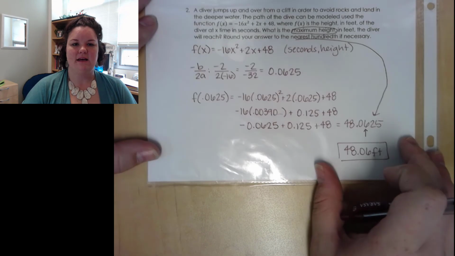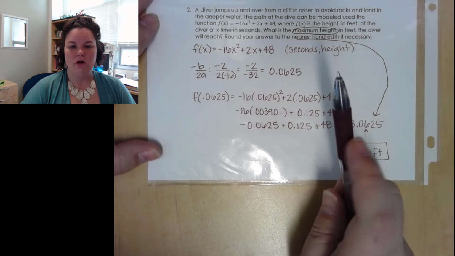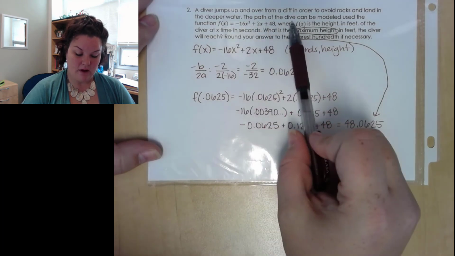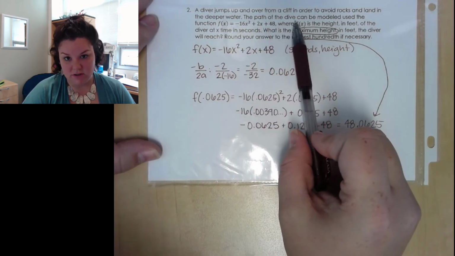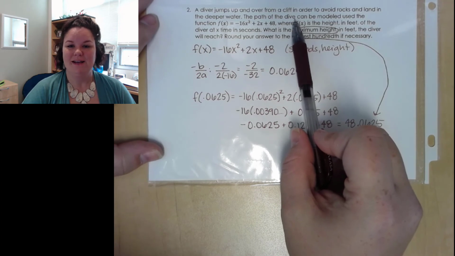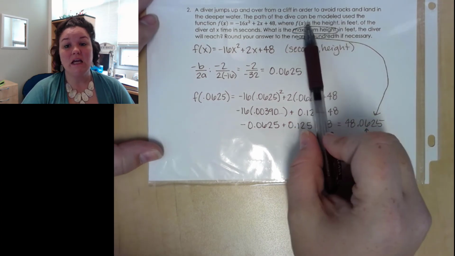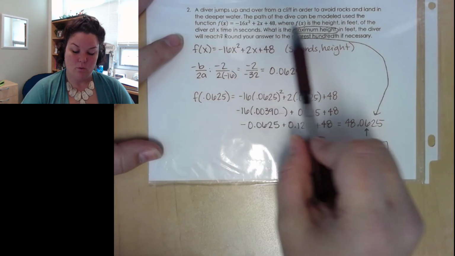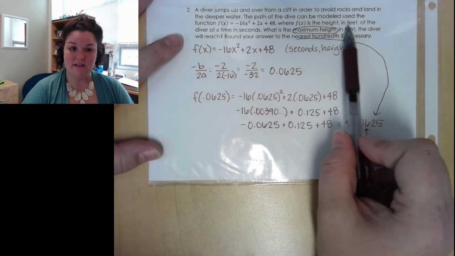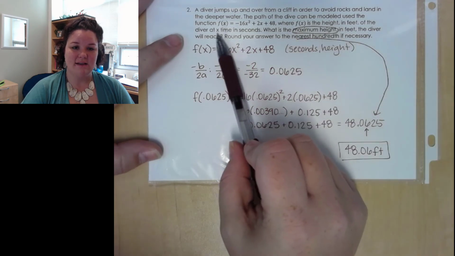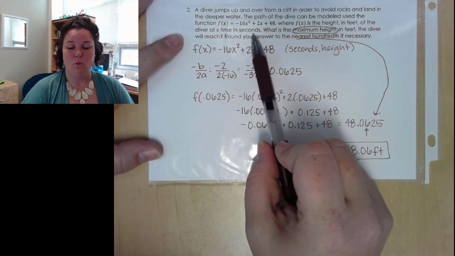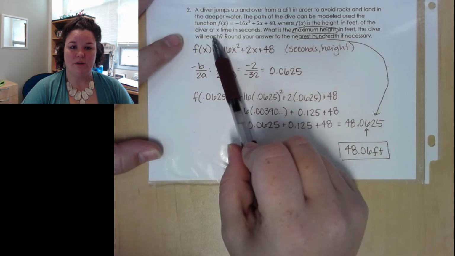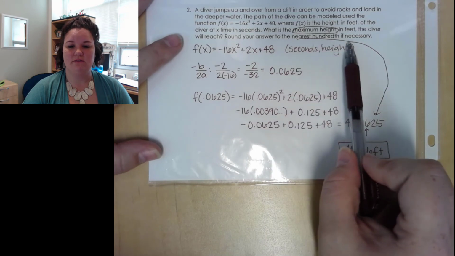The second one says a diver jumps up and over from a cliff in order to avoid the rocks and land in deeper water. The path of the diver, goodness, holy typos, can be modeled using the function f of x equals this guy, where f of x is the height in feet of the diver at x time in seconds. What is the maximum height in feet the diver will reach? Round your answer to the nearest hundredth if necessary.